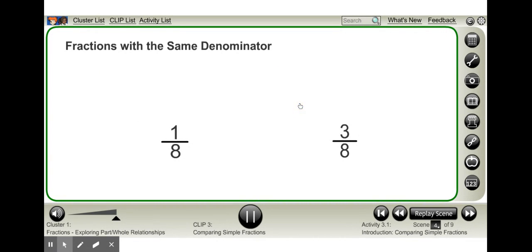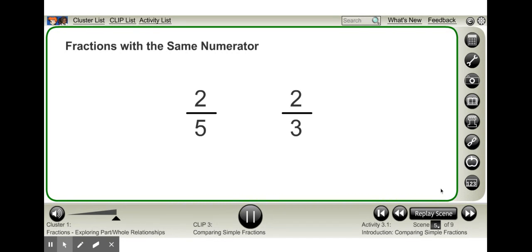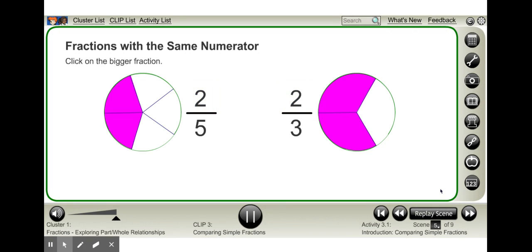I don't need the pictures to be able to tell which is bigger. Another strategy applies when the numerators are the same. For example, 2/3 and 2/5. Click on the bigger fraction.